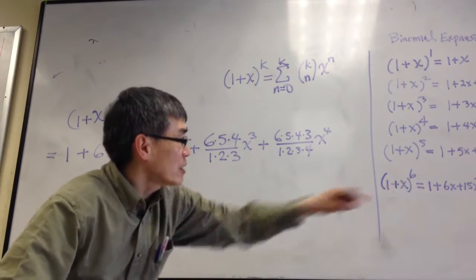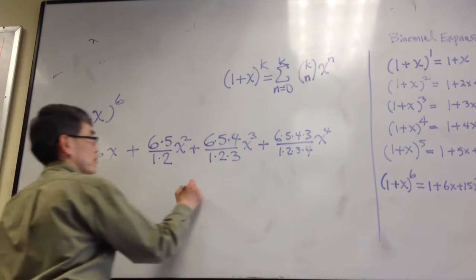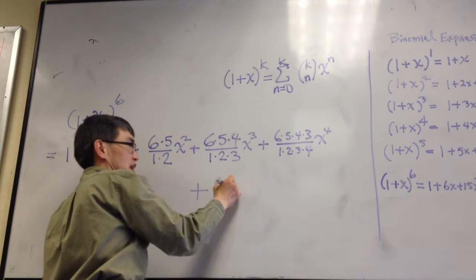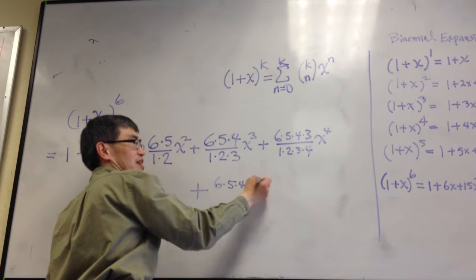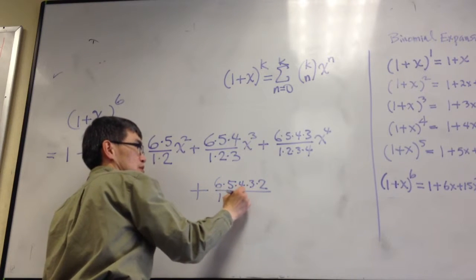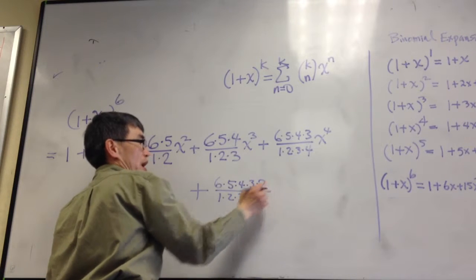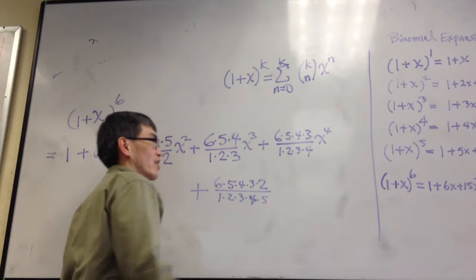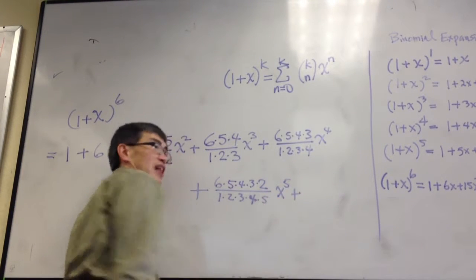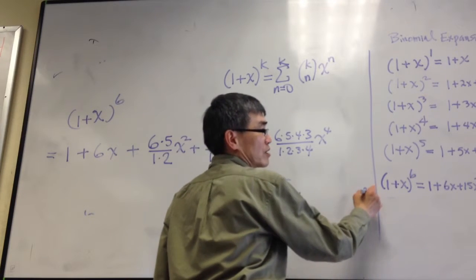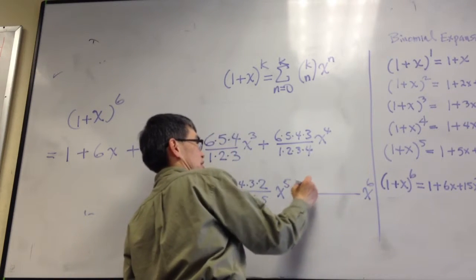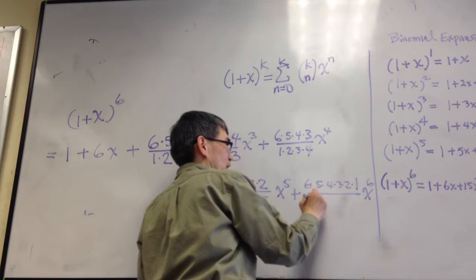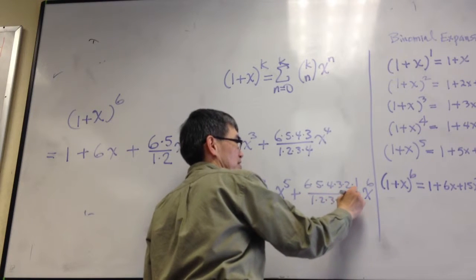What's the next one? The 5th power, coefficient 6. But there's another way of writing it: 6 times 5 times 4 times 3 times 2 over 1, 2, 3, 4, 5. Then 5 and 4 cancel, 2 and 3 cancel, and you're left with 6 indeed. So this is x to the 5th power. The last one is x to the 6th power, and the trend persists: 6, 5, 4, 3, 2, 1 over 1, 2, 3, 4, 5, 6.